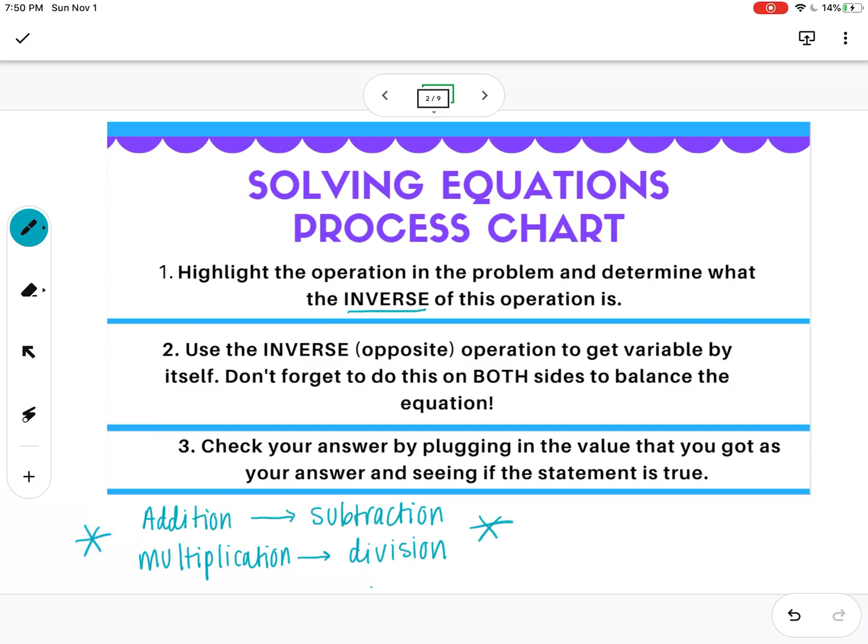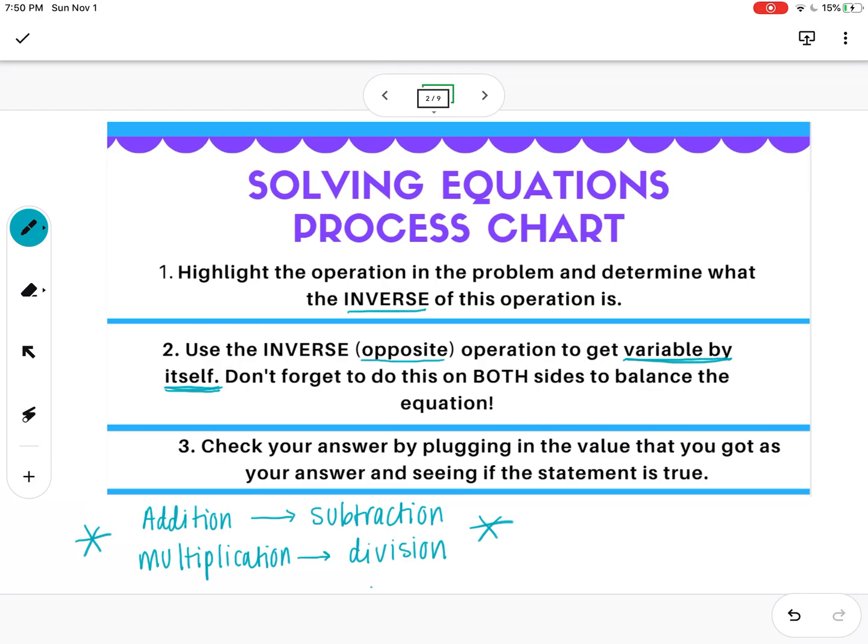After that, we will use inverse or opposite operations. So this is just another word to help you understand what inverse is. It's the opposite operation, and our whole goal is to get the variable by itself. So we want to isolate the variable. That's the big idea, isolate the variable. Don't forget to do this on both sides to balance the equation. Once again, once we see this in action, you might be able to understand it a little bit better, but make sure you're writing this down now.